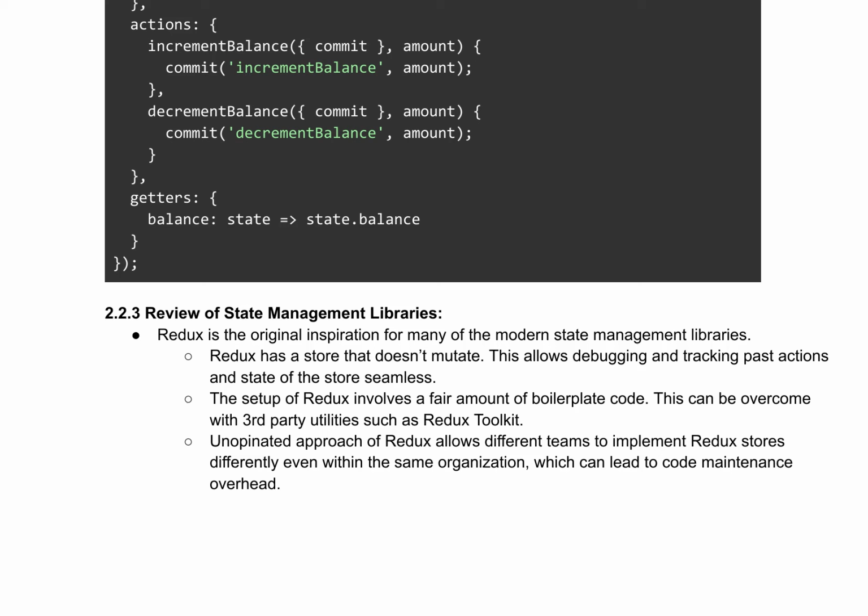In contrast, Redux's store is immutable, facilitating seamless debugging and tracking of past actions and states. However, establishing a Redux store requires substantial boilerplate code, which can be mitigated using third-party utilities like Redux Toolkit. Redux's unopinionated approach allows for diverse store implementations, even within the same organization, potentially leading to code maintenance overhead. This flexibility comes at the cost of increased complexity, as different teams may adopt distinct approaches to store management.